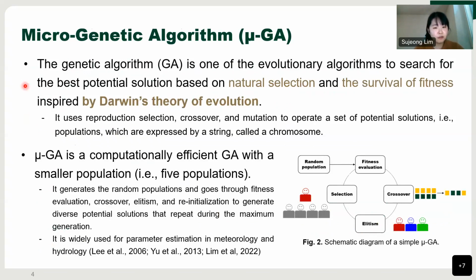First, the genetic algorithm is one of the evolutionary algorithms to search for the best potential solution based on natural selection and the survival of fitness inspired by Darwin's theory of evolution. In particular, the micro-GA is a computationally efficient GA with a smaller population. It generates the random population and goes through the fitness evaluation, crossover, elitism, and reinitialization to generate diverse potential solutions that refit during the maximum generation. And it is already widely used for parameter estimation in meteorology and hydrology.